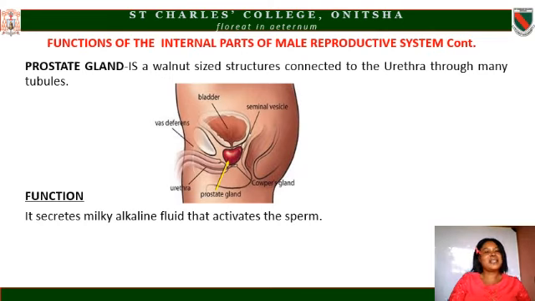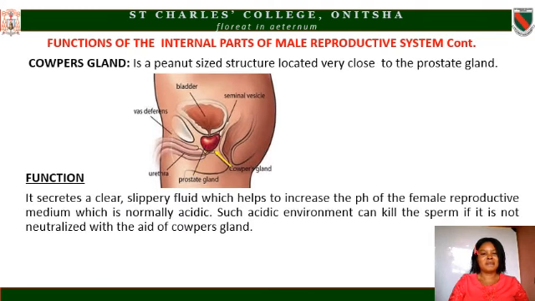The next one is the prostate gland. I want you to take a look at the structure again. You see that yellow arrow? It is pointing at the prostate gland. It's a walnut-sized structure connected to the urethra through many tubules. Function. It secretes milky alkaline fluid that activates the sperm.